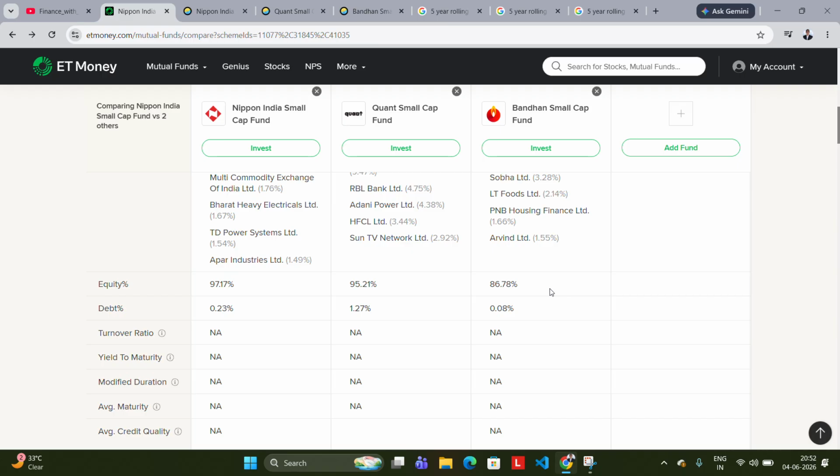So that they are using it right now. Currently, the market is not doing well. That means the market is falling, which means small caps will fall more than other stocks. So Bandhan Small Cap has 13 to 14% cash in hand to buy them.